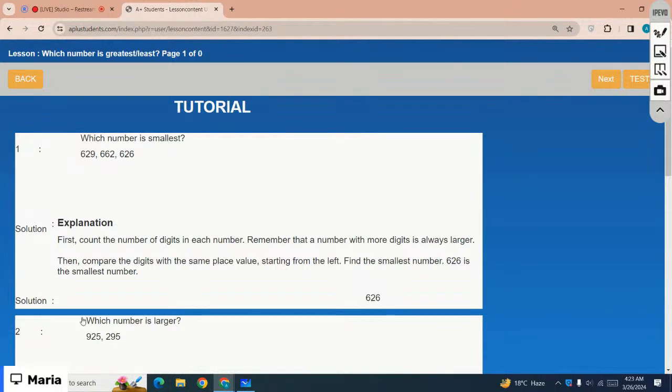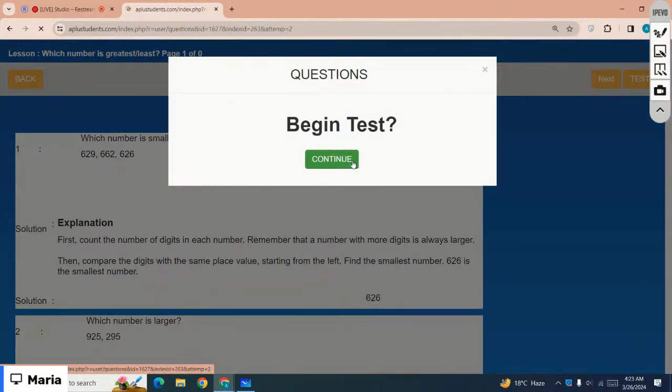So you can see all the numbers have exactly three digits, right? If a number has more digits, that is the greater one, so the number with more digits is always larger. Here all have the same number of digits, so you have to compare them. 629 and 662: 629 is less than 662, right? Now compare 629 to 626. So 626 is the smallest one, right? Let's just start with the test questions.